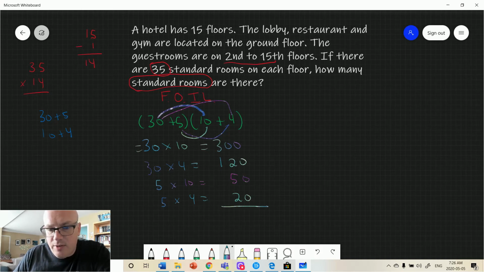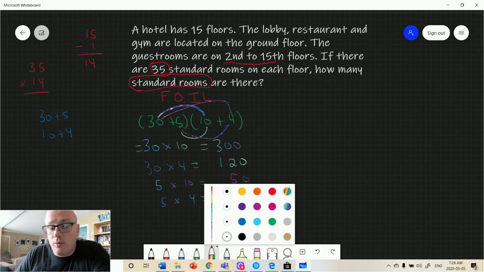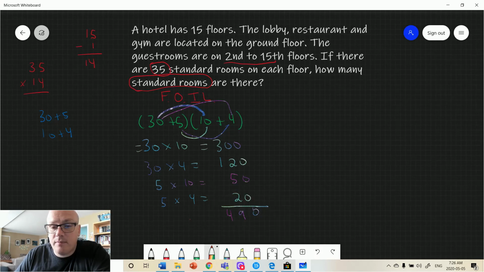Add these all up: 300 plus 120 plus 50 plus 20 gives us 490. So we now know that there are 490 standard rooms in this hotel that has standard rooms on the 2nd to 15th floor. But if you remember correctly, we're not quite done yet. The last part is you need to write your answer in a complete sentence.